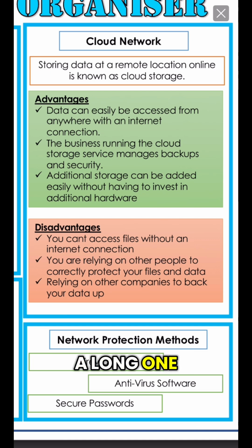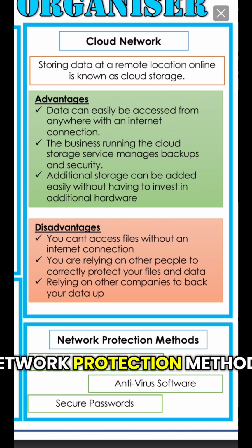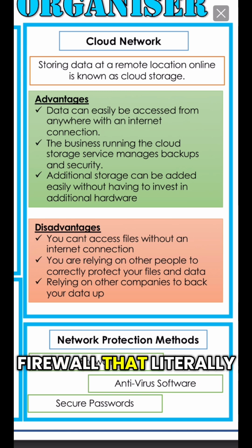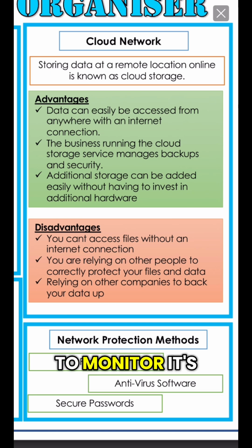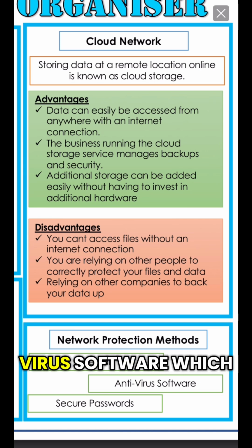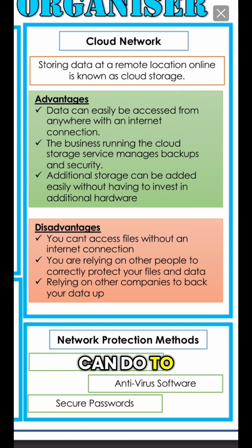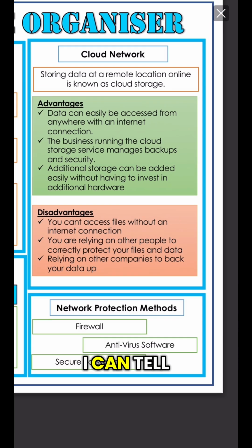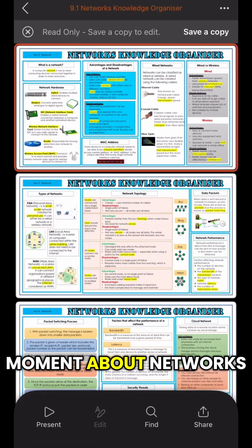Final thing, it's a long one, this, isn't it? Network protection methods. Firewall, that literally stops incoming and outgoing traffic. To monitor it, it's like a bit of a security guard for your network. You'd be like, oh, that's a dangerous website, you're not coming in. You've got antivirus software, which basically scans your whole computer and then it detects any viruses and removes them. And then one of the best things that you can do to protect a network is use secure passwords. That is everything that I can tell you at the moment about networks.